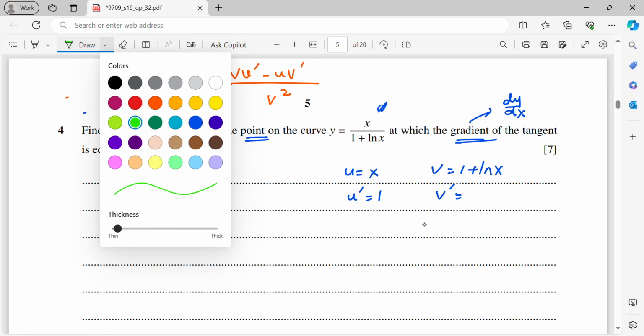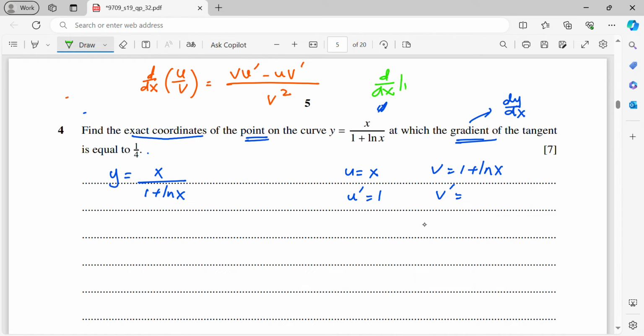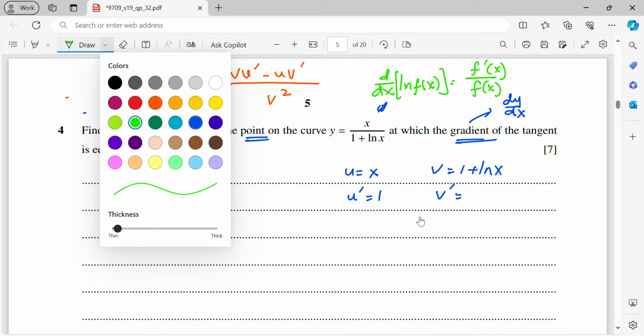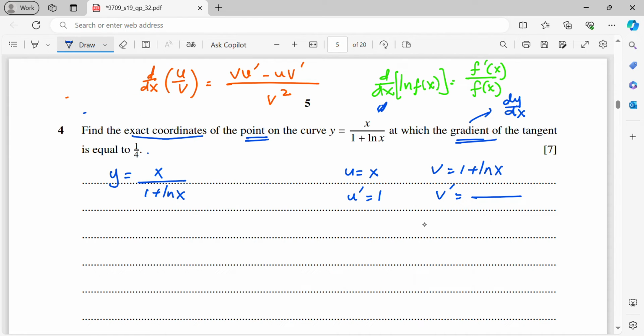Okay, another formula to differentiate ln f(x), that is f prime x over f(x). Because when you differentiate 1, you get 0, actually we are differentiating ln x. So here it will be over x, differentiate x is 1. That is your v prime. Okay, so it will be just simply 1 over x.